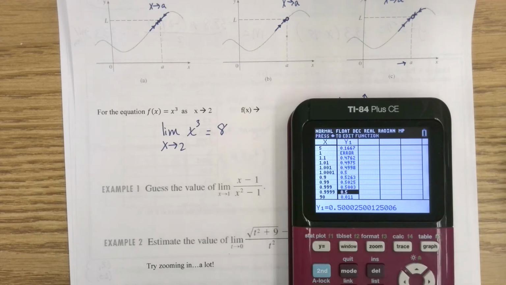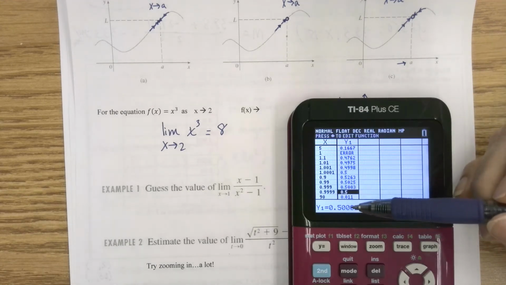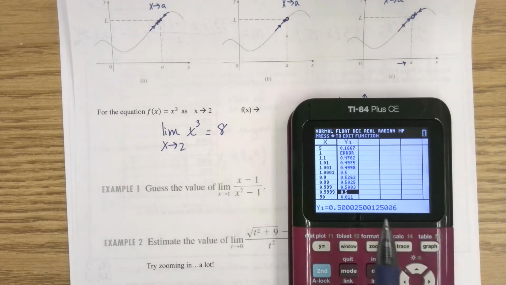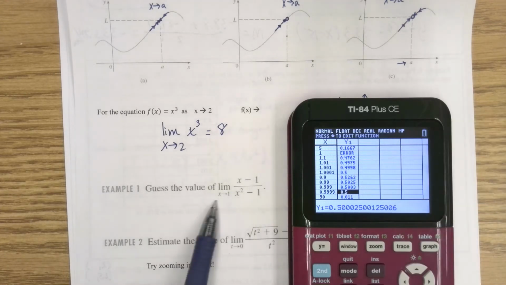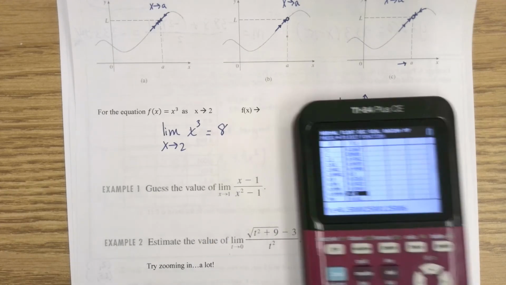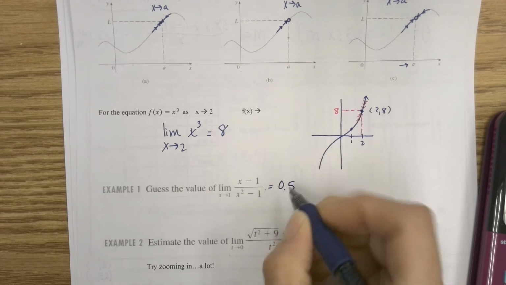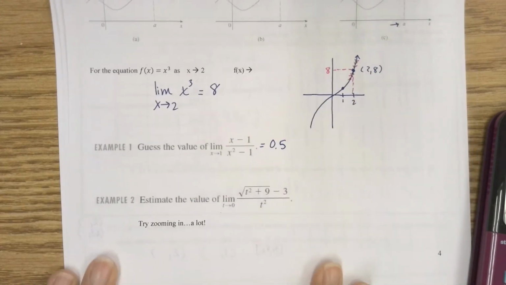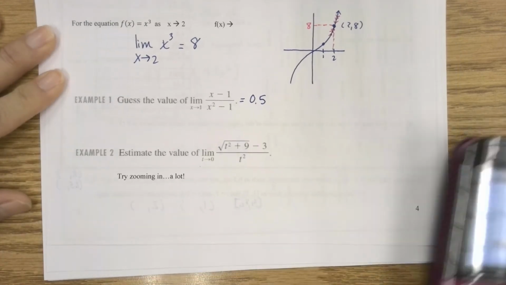Even if you move your cursor on top of 0.5, it's not really 0.5, it's 0.50025. But I think it's a very safe assumption that from both directions of x equals 1, we are approaching 0.5. And please remember, we will learn how to do this algebraically very soon, as in tomorrow. All right, look at example number 2.